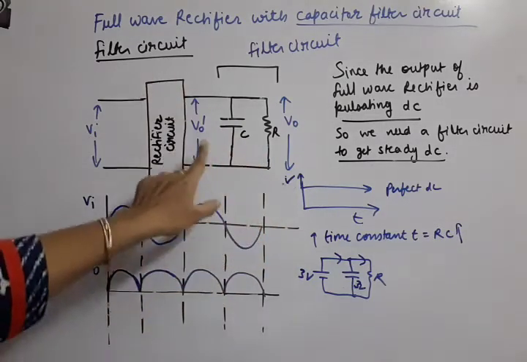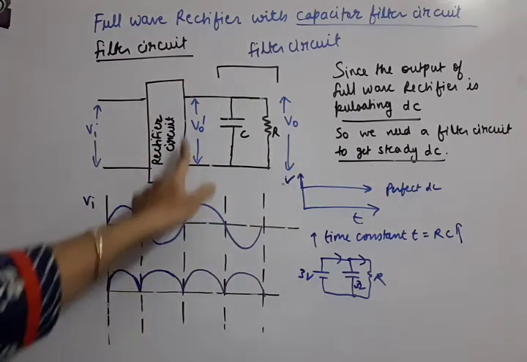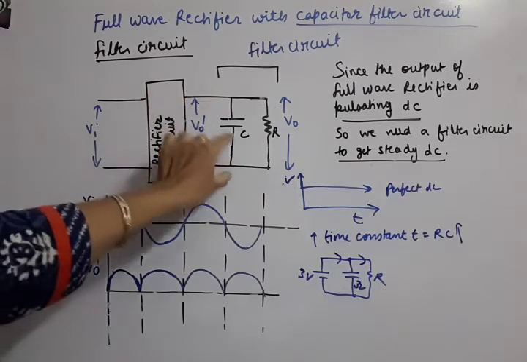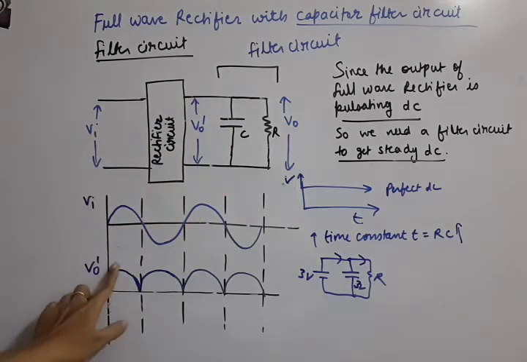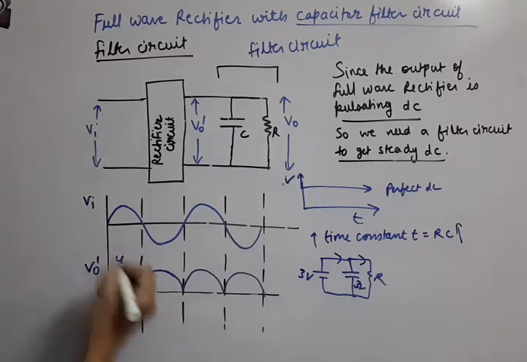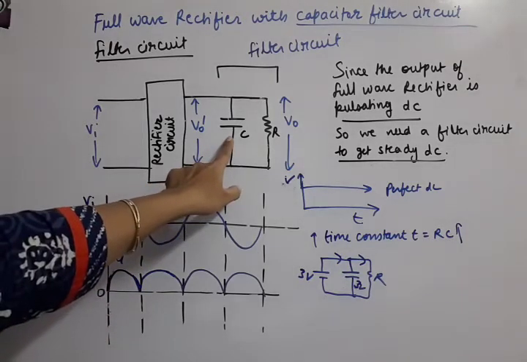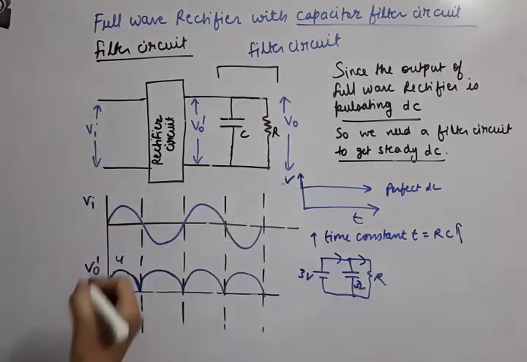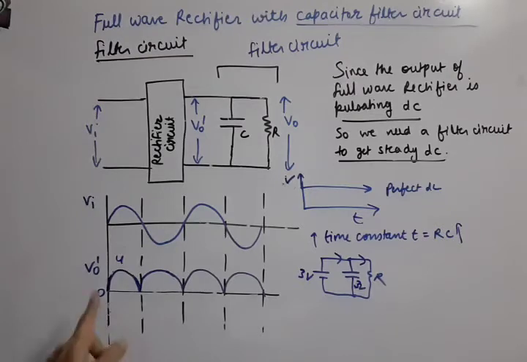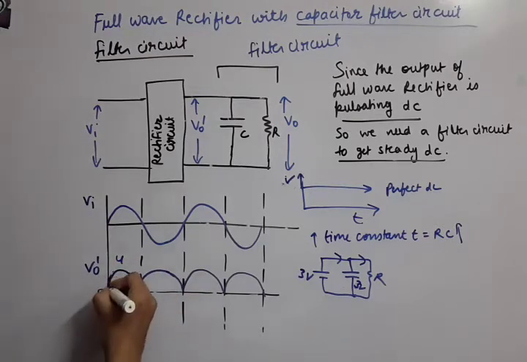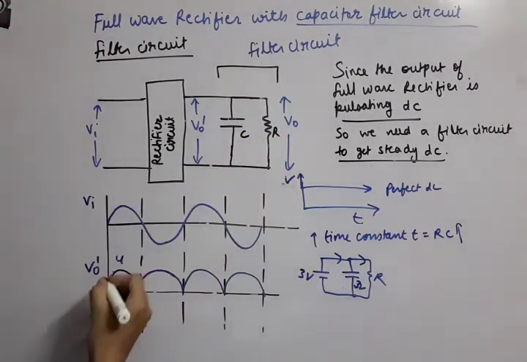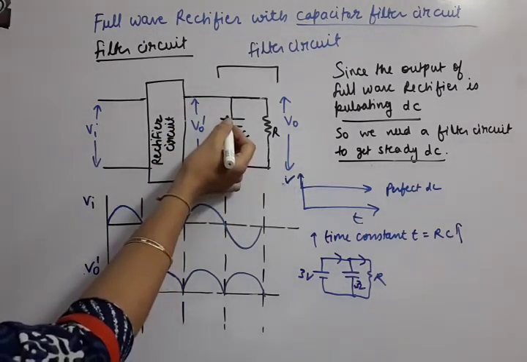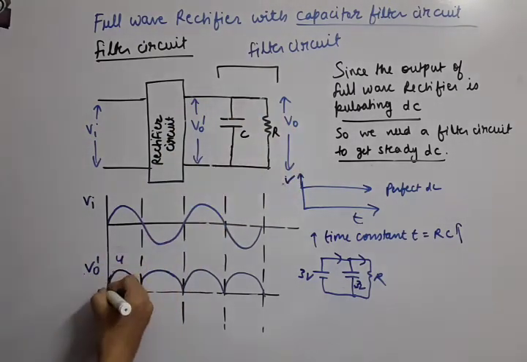Let us start the working. First of all, VO dash is applied to the capacitor. You can see VO dash is applied to the capacitor. Initially VO dash is increasing. Suppose it is increasing from 0 to 4 volts. So the capacitor voltage will also increase from 0 to 4 volts. Now we will draw VO on the same pulse, overlapping, and you have to understand that this is the output of the capacitor resistance. Now I am drawing VO. When VO dash increases from 0 to 4, the capacitor will also increase from 0 to 4. So this VO also will increase from 0 to 4, this way.